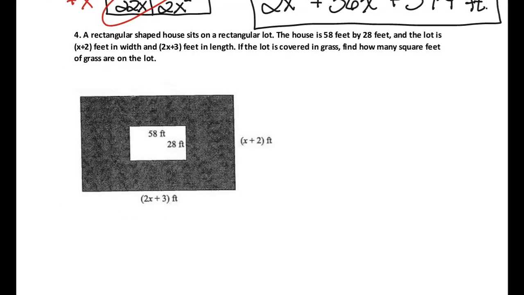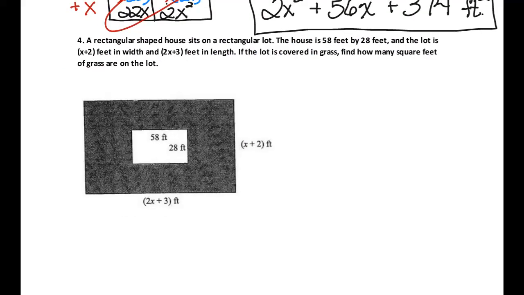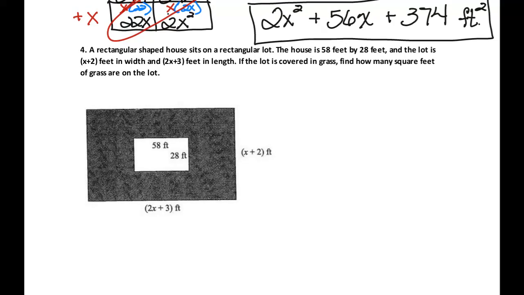About our favorite shape, a rectangle. Okay. What do we know about rectangles, especially if we're trying to find the area of something? What is the area of a rectangle?